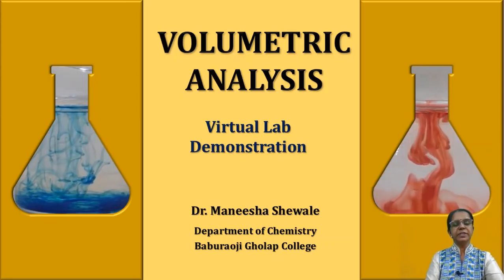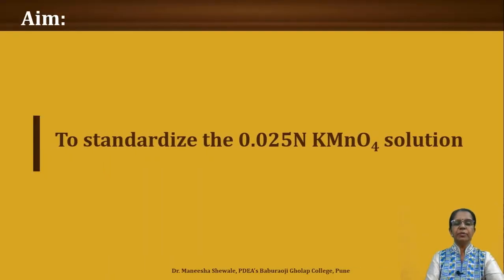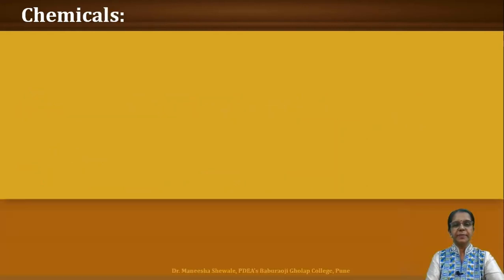In this video, we will understand how to perform the volumetric analysis. The aim of the experiment is to standardize the given KMnO4 solution, which has a normality approximate 0.025. Now, KMnO4 is a secondary standard, and we can standardize the solution by using a primary standard like oxalic acid.